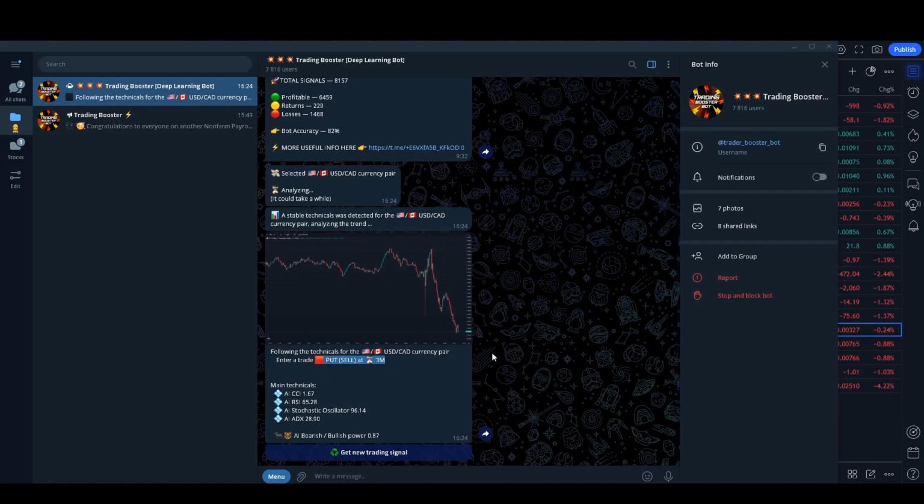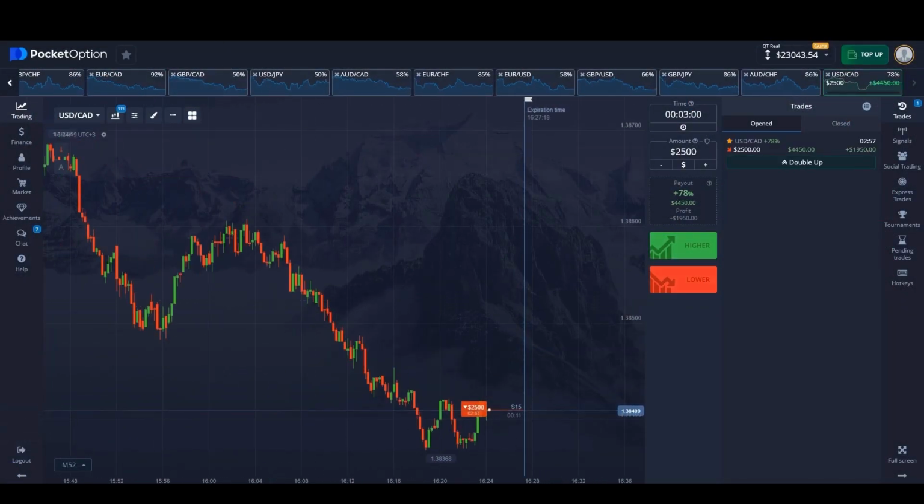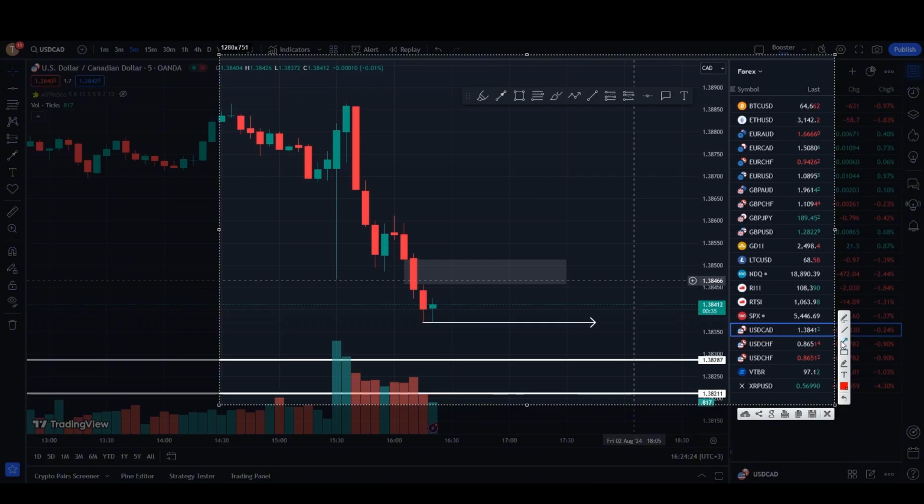I get a sell signal. So immediately on this currency pair I open a sell trade. What could be the problem here? Why did BoosterBot give a downward signal? First of all, there is a very good downward movement. This imbalance is likely to close over time. That is why I do not analyze it yet.